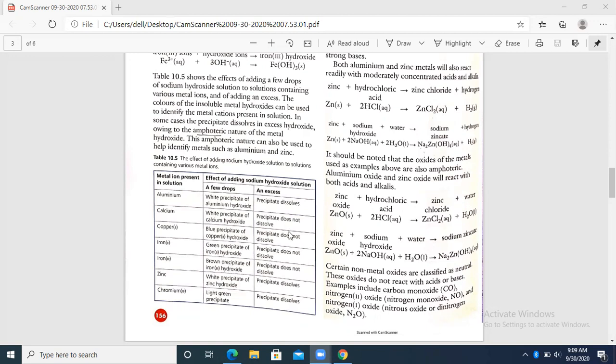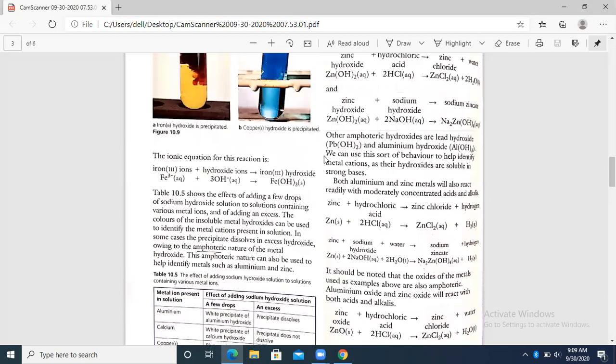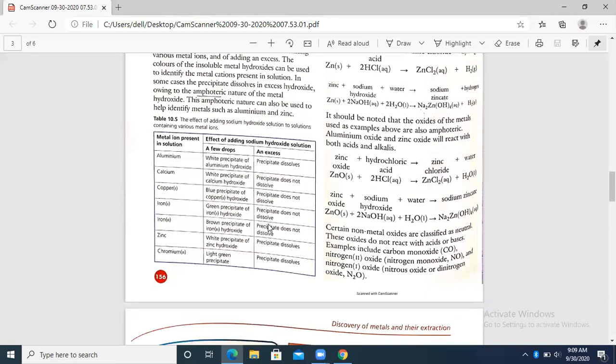That picture here, this is iron(III) hydroxide, a brown color precipitate. Copper is a blue color precipitate. And when we are adding excess, the precipitate does not dissolve. And zinc. When we are adding sodium hydroxide solution to zinc ions, you will get a white precipitate of zinc hydroxide. The precipitate dissolves in excess. And chromium, you will get a light green precipitate. Chromium, light green. The precipitate dissolves. So, chromium, light green. Zinc, calcium, aluminium, white precipitate. Copper, blue color. Iron(II) green color, iron(III) brown color. These are the colors of the different substances.